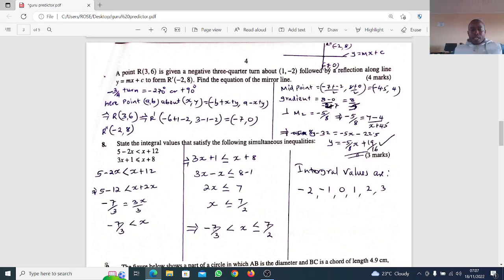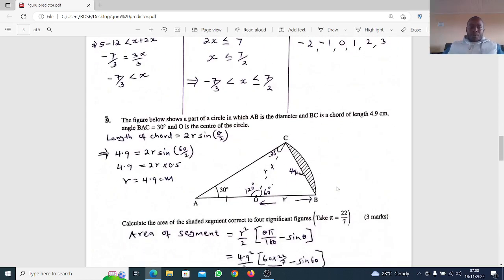Negative 7 over 3 is a fraction. So that gives you around negative 2 point something. And 7 divided by 2 gives you 3 point something. So we don't include decimals in the integral values. We take only whole numbers. Because it is negative 2 point something, we start with negative 2 as one of the integral numbers, negative 1, 0, 1, 2, and 3, because the upper limit was 3 point something, so we take 3 as the integral value. So these are the integral values. Integral values do not include decimals or even fractions. That's what we mean. So we go to the next question, number 9.